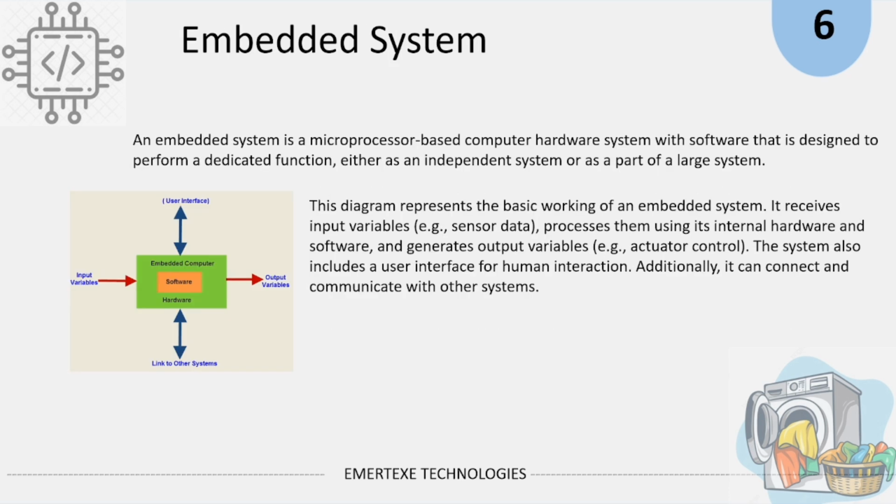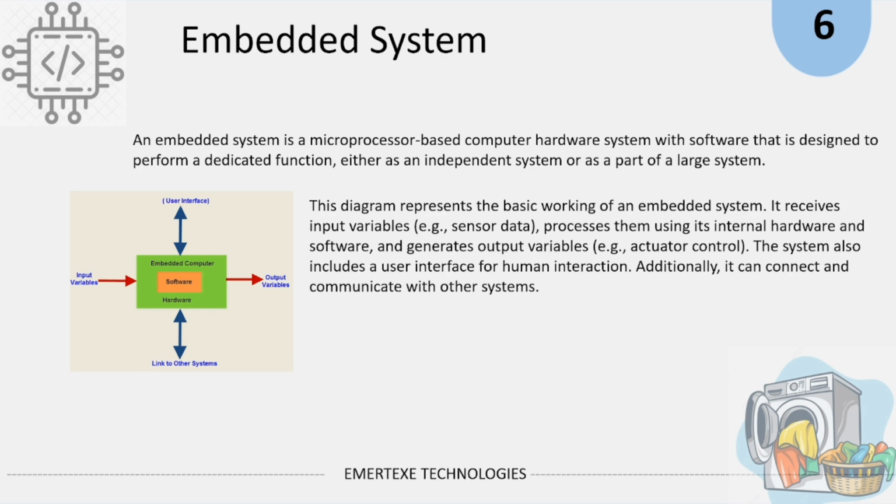What is an embedded system? An embedded system is a microprocessor based computer hardware system with software that is designed to perform a dedicated function, either as an independent system or as a part of a larger system. In this diagram, we can see that there are input variables, output variables, user interface, and link to other devices.